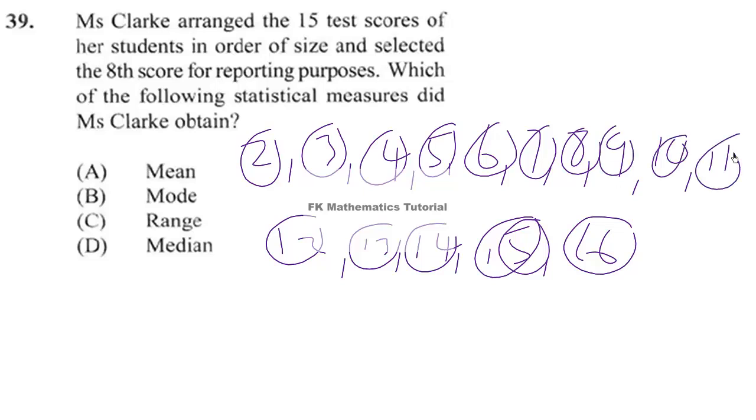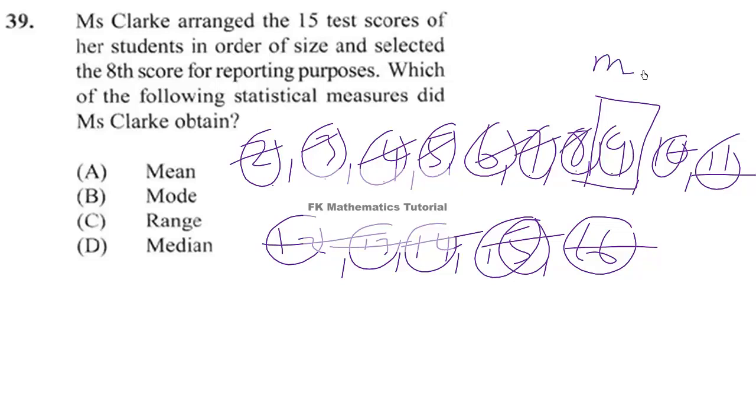Now he selected the 8th score. So 1, 2, 3, 4, 5, 6, 7, 8. This is the 8th score. The 8th score is in the middle. Can you see that? There are 7 scores on each side. So the 8th score is the median score. So the correct answer is option D.